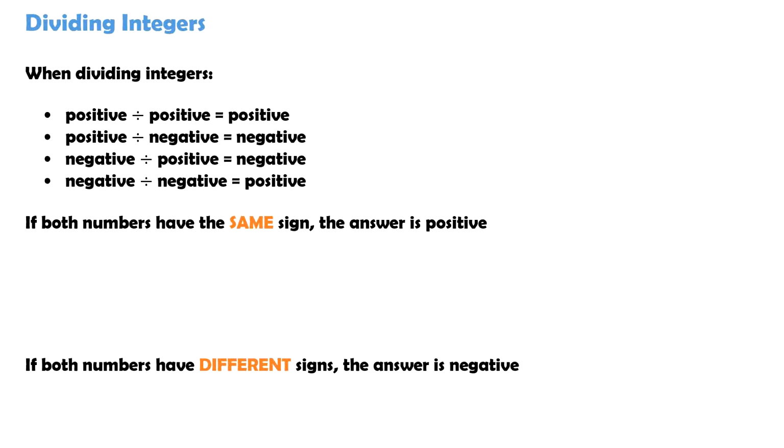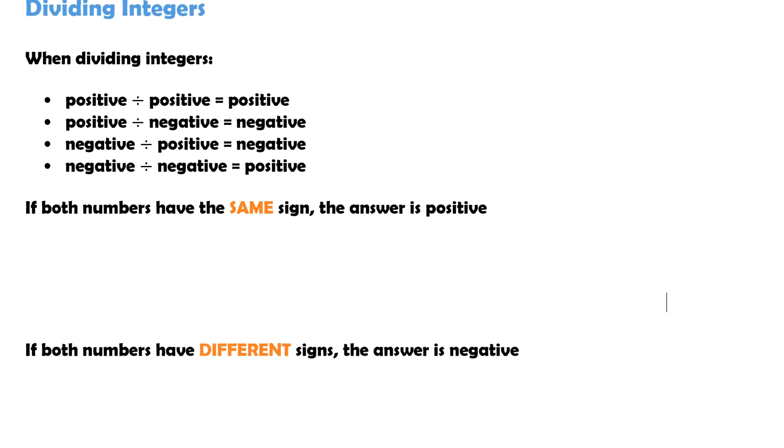So again, the same rule applies. If both numbers have the same sign, the answer is positive. If both numbers have different signs, the answer is negative. So, to summarize again, a positive and a positive makes a positive, a negative and a positive makes a negative, a positive and a negative makes a negative, and finally, a negative and a negative make a positive.